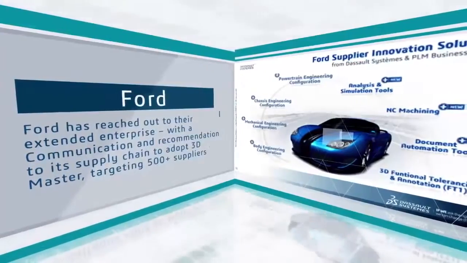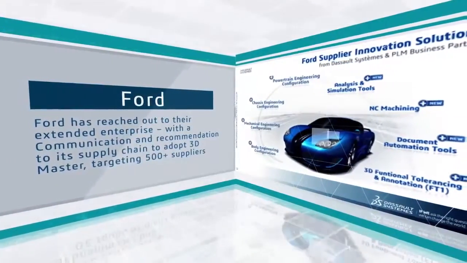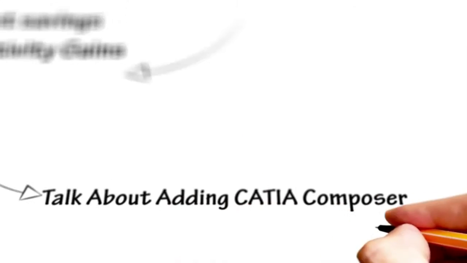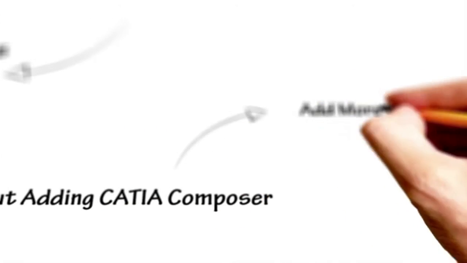Ford has reached out to their extended enterprise with a communication recommendation to its supply chain to adopt 3D Master, targeting 500 plus suppliers. We've seen how 3D Master can lead to huge costs and productivity gains. Now let's take a look at how we can add CATIA Composer to the process and add even more value to your downstream deliverables.